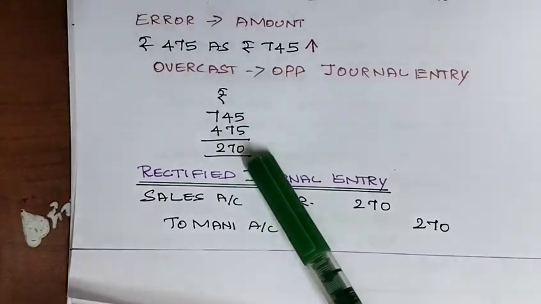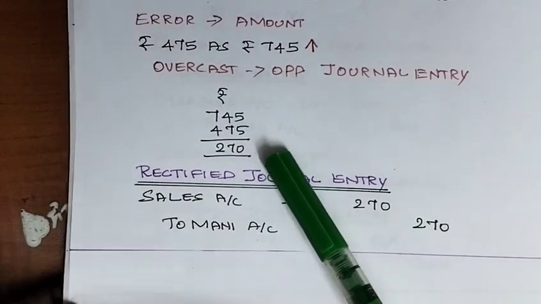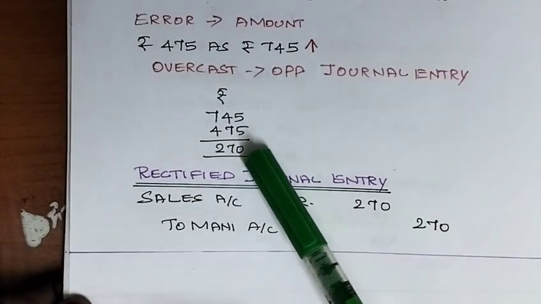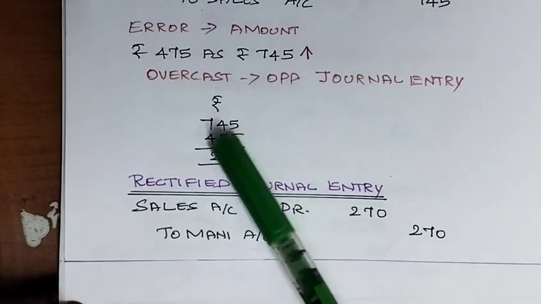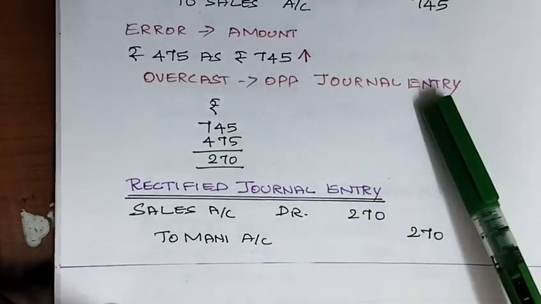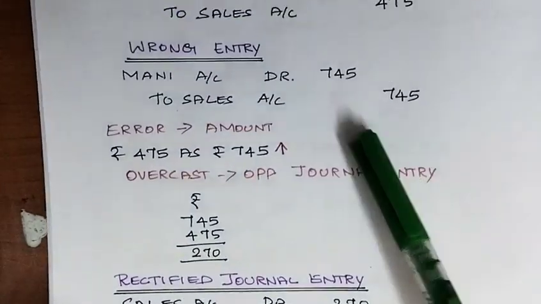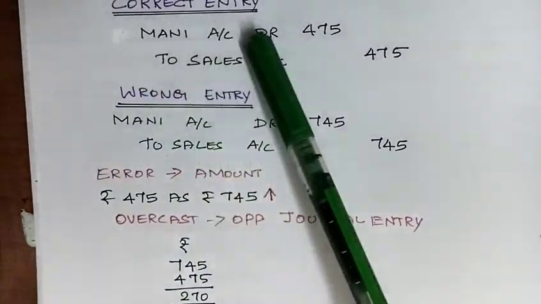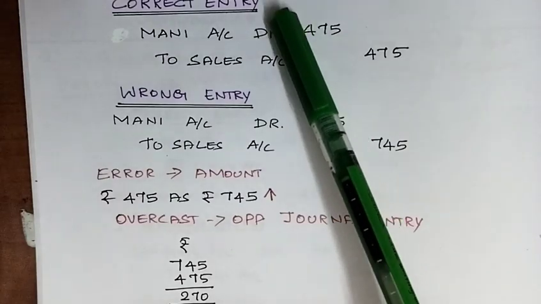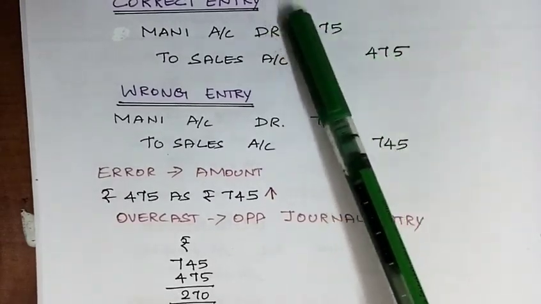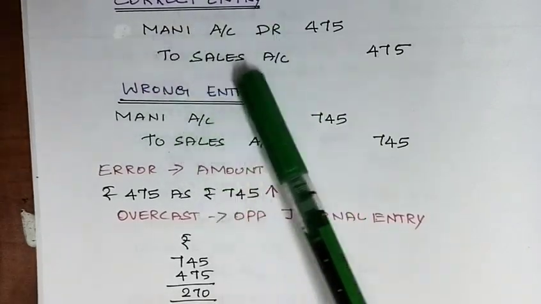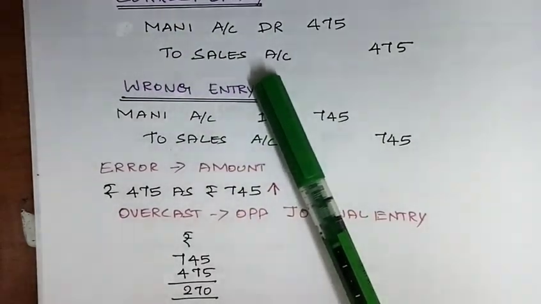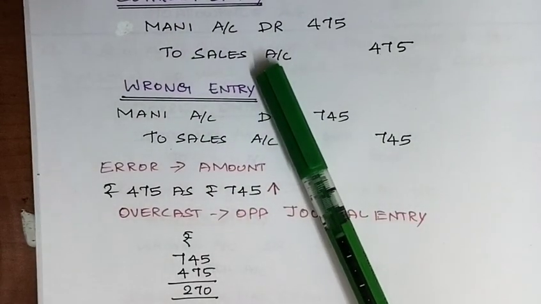Okay, so how do we rectify this error? We have to follow the opposite journal entry. What is the wrong journal entry? Money account debit to sales account. Leave the amount aside for now, you don't consider the amount. Money account debit to sales account, this is the journal entry that was passed.